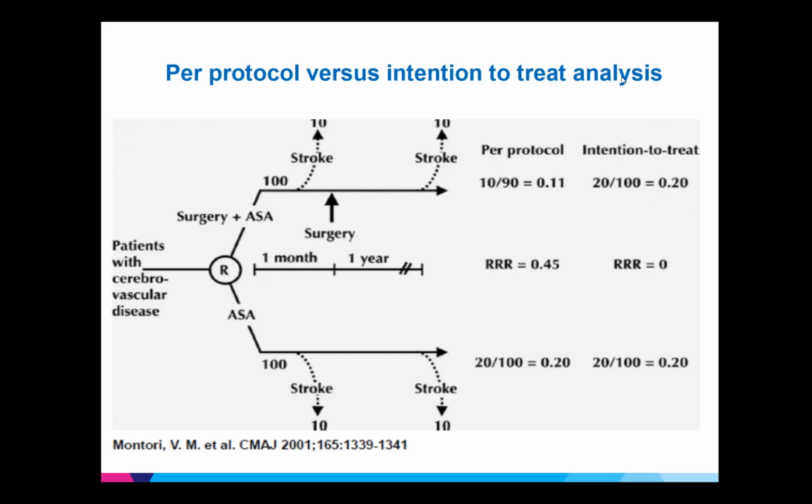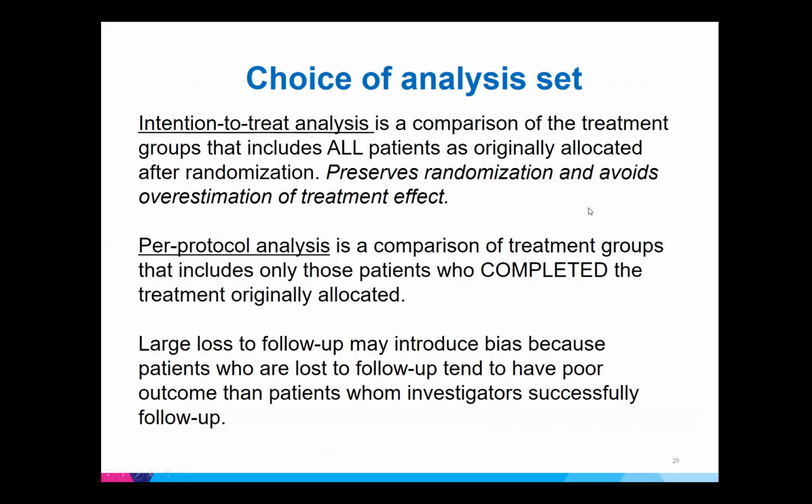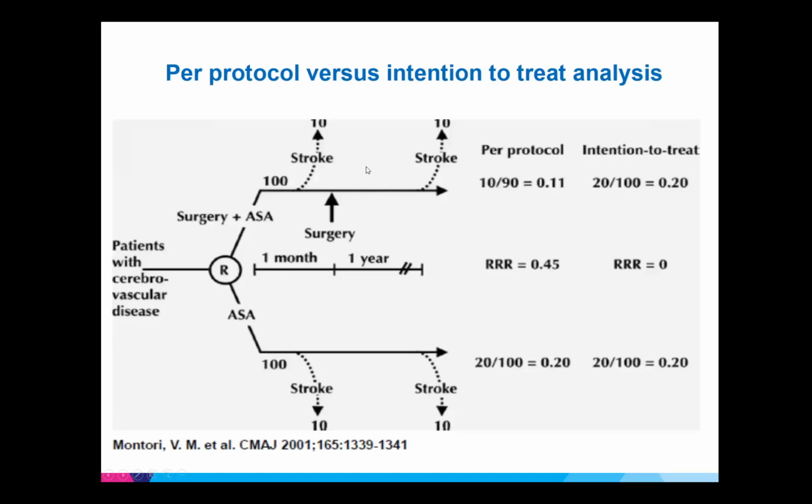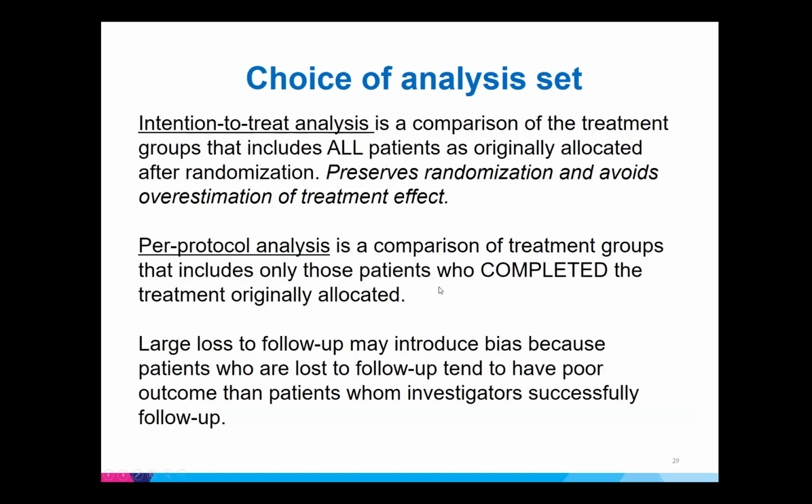And that's what I just want you to gather from this: intention to treat is the comparison of the treatment groups that includes all the patients that were originally allocated after randomization. So you keep the randomization, you avoid the overestimation of the treatment effect. Versus per protocol is a comparison of treatment groups that includes only those patients who completed the treatment that they were originally allocated. So here, these individuals didn't complete the treatment because they had a stroke and didn't get the surgery. And there is a large loss to follow-up that can introduce bias.